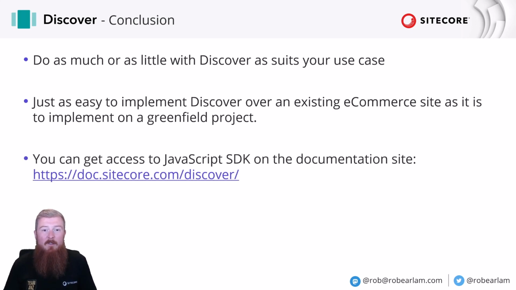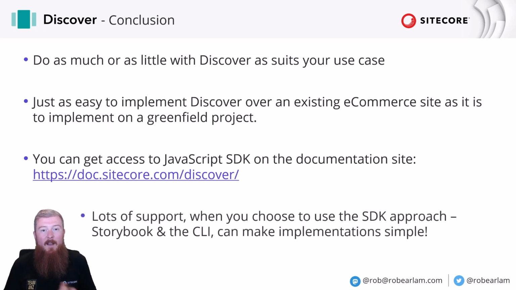If you want to make use of the JavaScript SDK, it is available today on our documentation site. You can see the URL on the screen, and if you go there, it'll give you tips on how to get started and where you can download it from. Finally, if you do opt to use the SDK, don't forget to make use of all the supporting features that are created out there. Things like Storybook, the CLI, and the documentation site. They're all there to help you get up and running and build your app as quickly as possible.